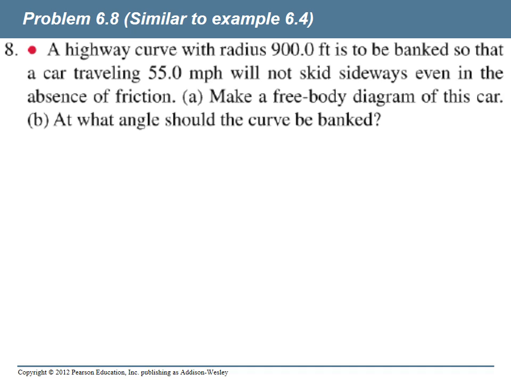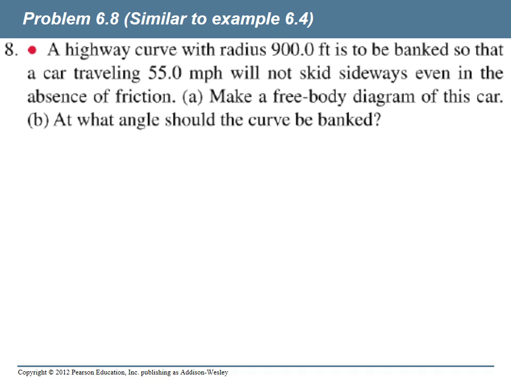So we have a highway curve with a 900-foot radius, and it's going to be banked so that a car traveling 55 miles per hour won't skid sideways, even in the absence of friction. So, if we have like an icy roadway somewhere, we want to make sure that the car is not going to skid when it goes around this curve.